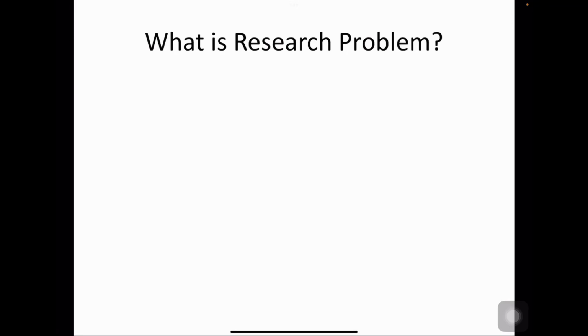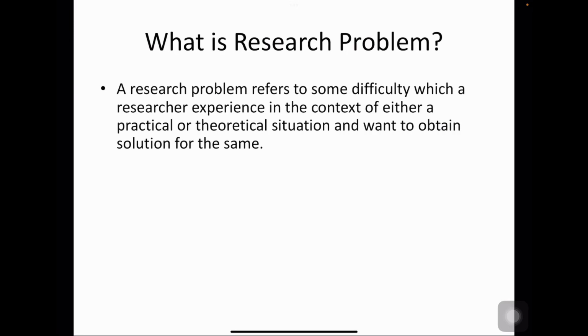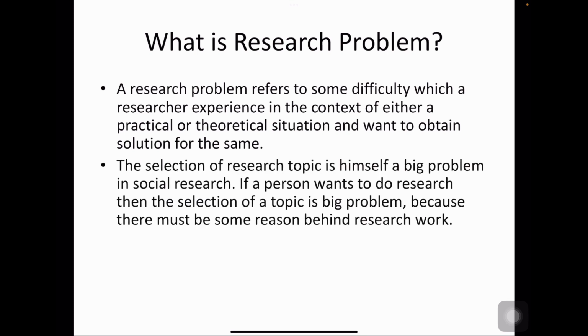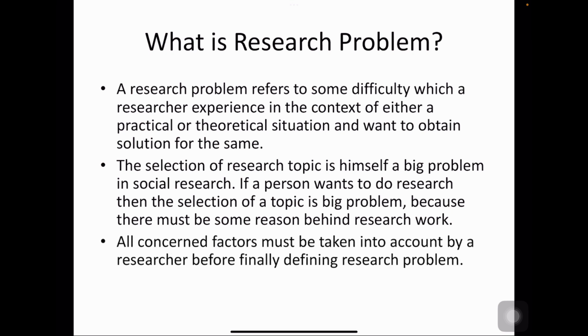What is research problem? Research problem refers to some difficulty which a researcher experiences in the context of either a practical or theoretical situation and wants to obtain a solution for the same. The selection of research topic is itself a big problem in social research. If a person wants to do research, then the selection of a topic is a big problem because there must be some reason behind research work. All relevant factors must be taken into account by a researcher before finally defining research problem.